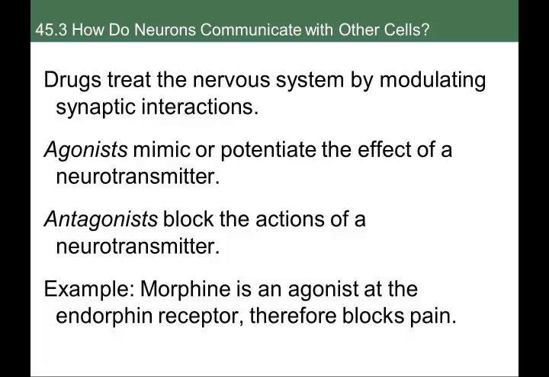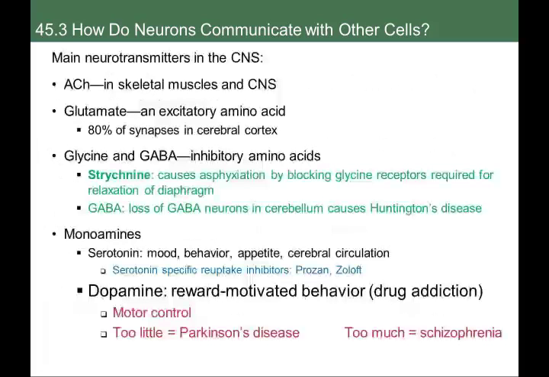And so what we call an agonist is something that will mimic or potentiate the effect of a neurotransmitter. And an antagonist is the opposite. It will block the action of the neurotransmitter. So one example that's probably easy to appreciate is morphine is an agonist. Basically it is a mimic and potentiates the endorphin receptor, and therefore that helps block pain, and therefore we use morphine as a very powerful drug to help people through times of great pain.